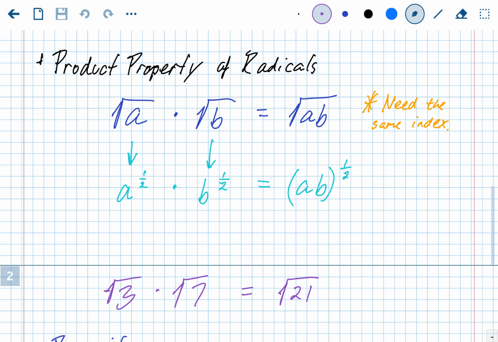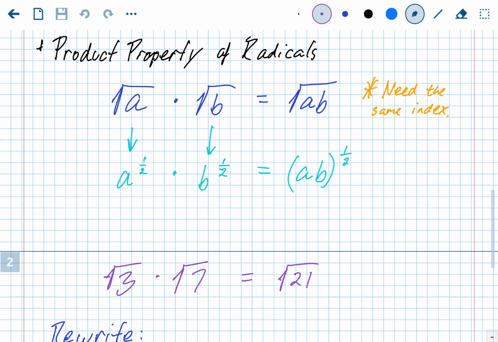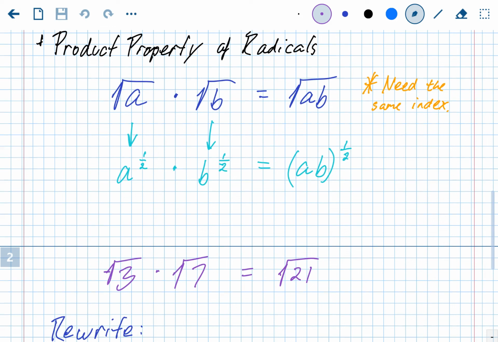Okay? And we showed why that works and how it really is, since all a radical is an exponent, a fractional exponent, that it really just follows the exponent properties we talked about in the last lesson. So the square root of a times the square root of b equals the square root of a times b. Or with numbers, the square root of 3 times the square root of 7 is equal to the square root of 21, which is 3 times 7.